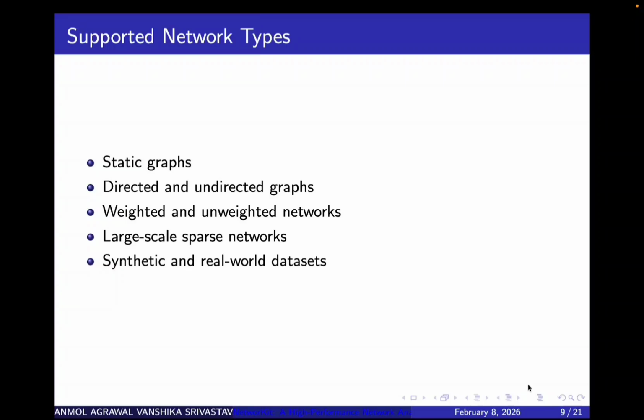Now, coming to the supported network types, Networkit supports many types of networks, including static graphs, directed and undirected graphs, weighted and unweighted graphs. It is specifically optimized for large-scale sparse networks which are common in real-world data. Both synthetic and real-world data sets can be analyzed using Networkit.